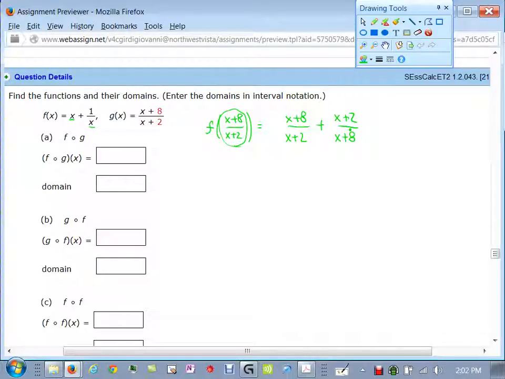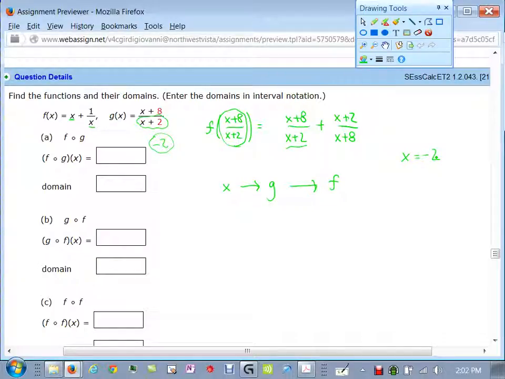The domain of this, you have to be a little careful with your domains here, because what's happening is x is first going into g and then going into f. So what can you not plug into g? Well, look at g. You can't plug in -2, right? -2 cannot go in there. And you can tell from here, x cannot be -2.